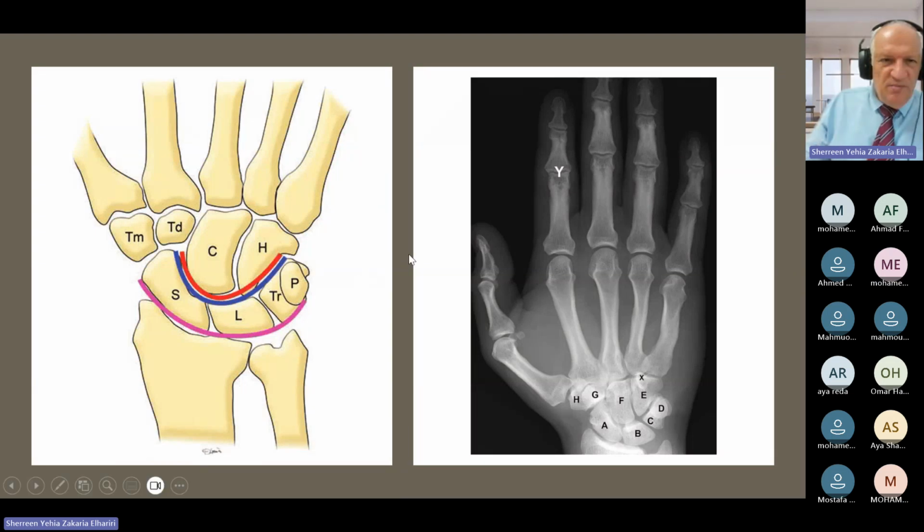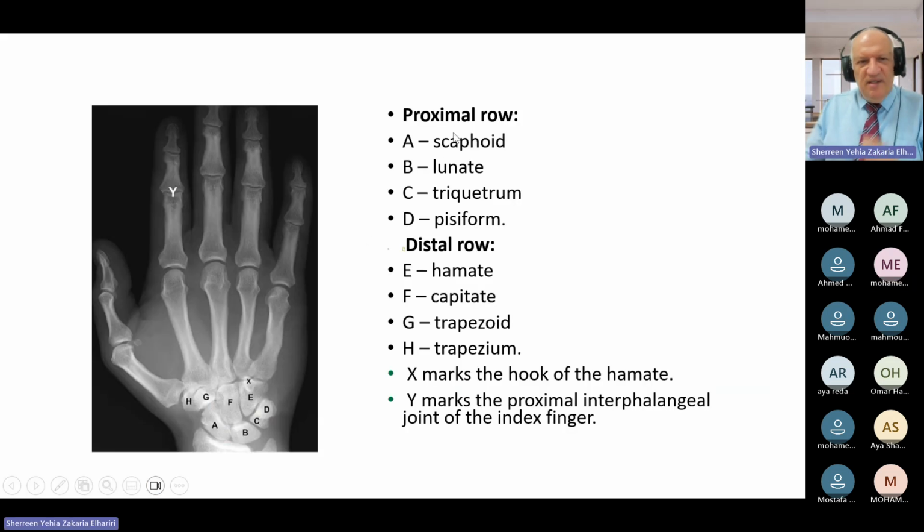Okay, so the small bones are important. Scaphoid and lunate are the most important. Of course, if you are asked in the X-ray, just remember scaphoid, lunate, triquetrum, pisiform, and after that, hamate, capitate, trapezoid, and trapezium. So just enumerate from medial to lateral, proximal and distal.